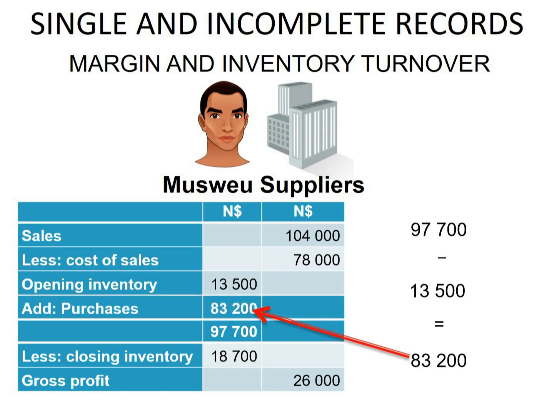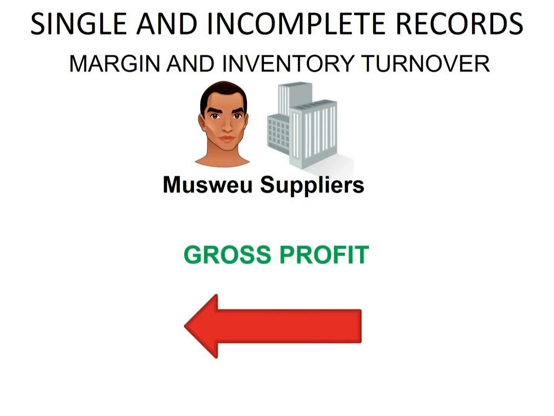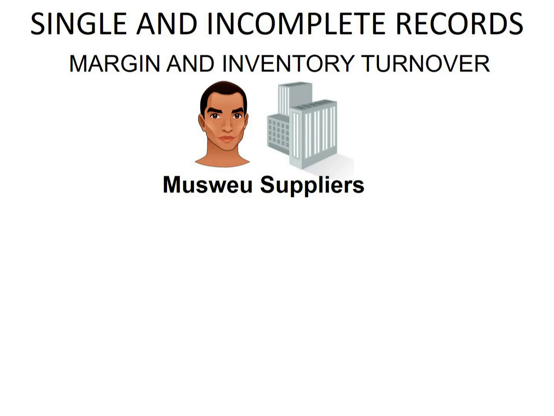And again, just like we did with Kamati Stores, you calculate your gross profit first and then you work your way backwards.